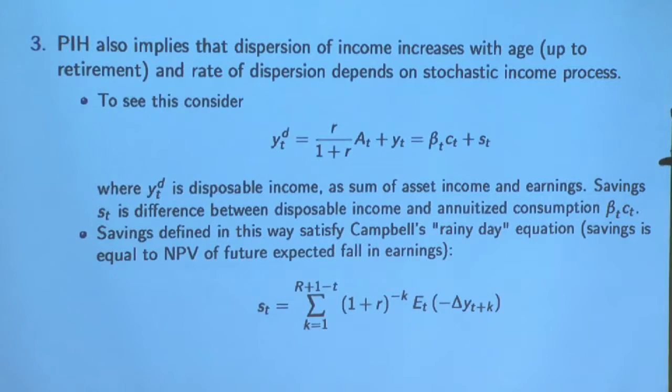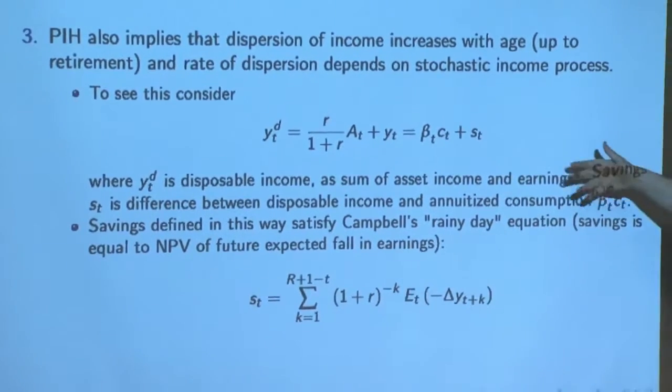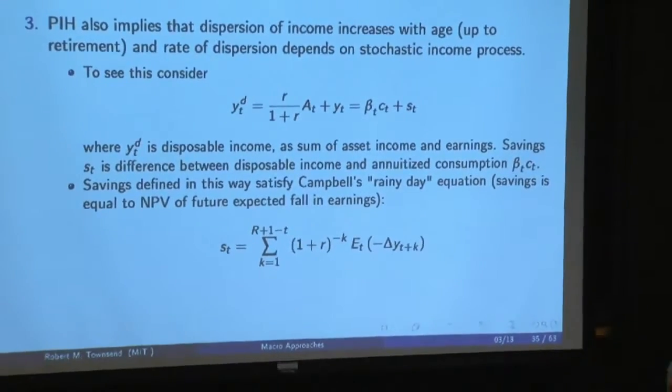Now, what about the permanent income and the dispersion of income by age? So again, disposable income takes on this form.